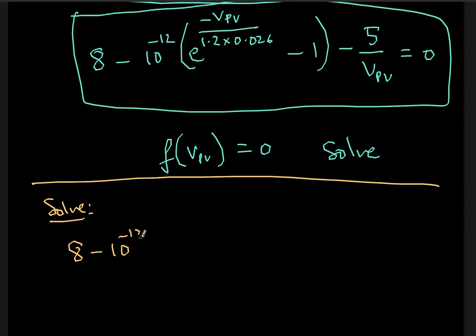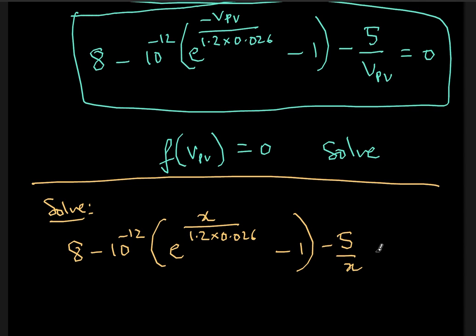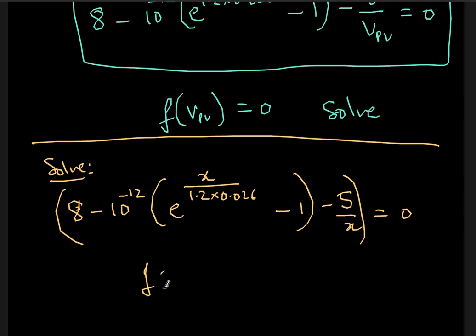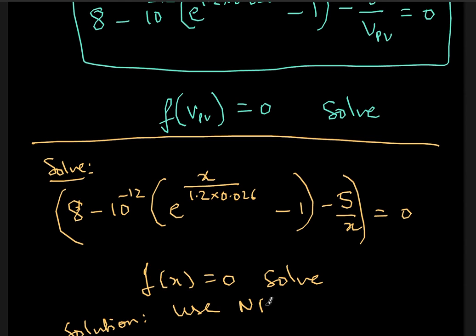Just solve 8 minus 10 to the power of minus 12 e to the power of x by 1.2 into 0.026, minus 1, minus 5 by x equal to 0. So somebody has given you this equation and asked you to find the value of x. So this is my f of x. f of x equal to 0, solve it. The solution is nothing but to use the NR method. In my next video, I'll explain how to use the Newton-Raphson method to solve this particular equation.